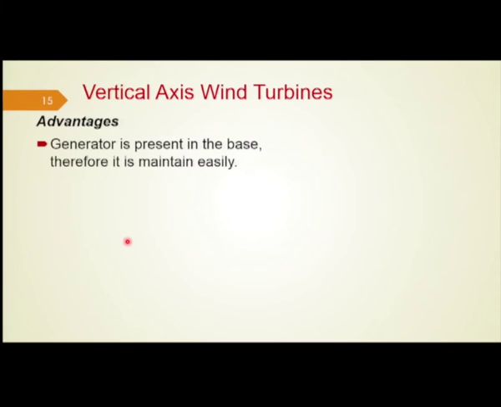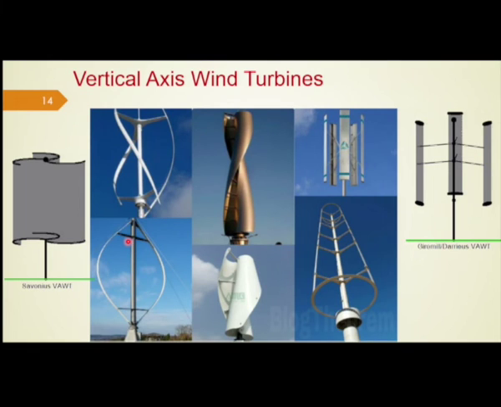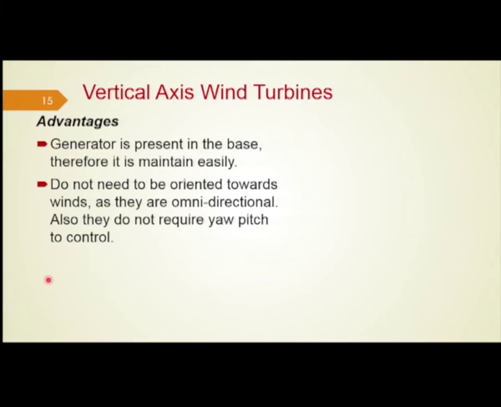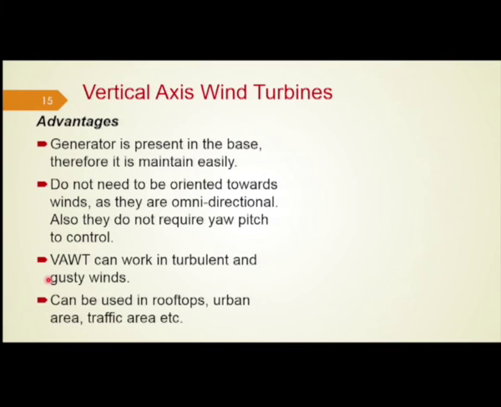If we see the advantages of vertical axis wind turbines, the generator is present in the base. In the previous diagrams the structure is very short and the generator is placed at the bottom, so maintenance is very easy. Horizontal axis wind turbines are very tall and it is difficult to maintain. Vertical axis wind turbine maintenance is easy and it is omnidirectional. Yaw pitch control is not required because it is omnidirectional, and it can work in turbulent and gusty winds. In all environmental conditions it works without any problem, and it can be used in rooftops, urban areas, traffic areas, etc.